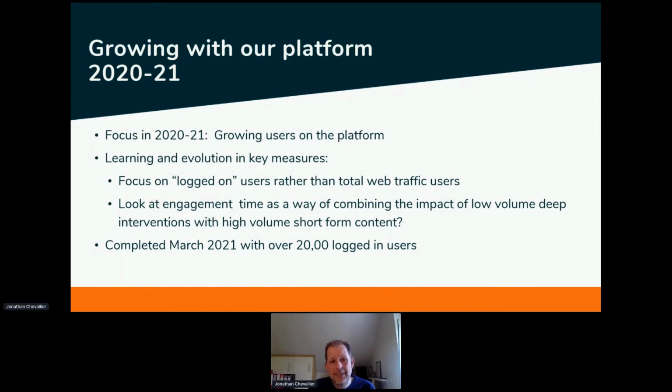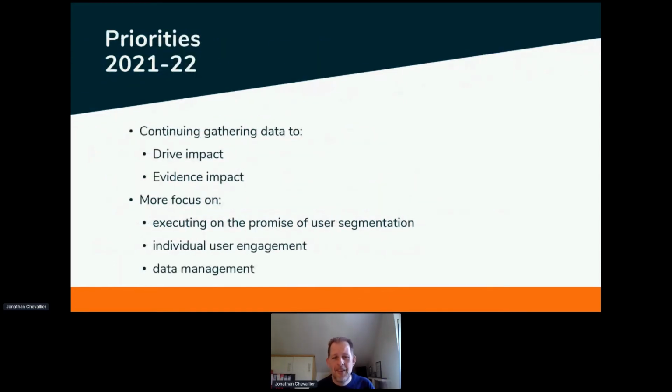And just to give you a sense, we finished March 2021, so just a year after the go live on this new platform, with over 20,000 logged in users. So we've been super pleased with how that's growing, and it's one of our key objectives to keep driving that up. Our priorities for 2021-22.